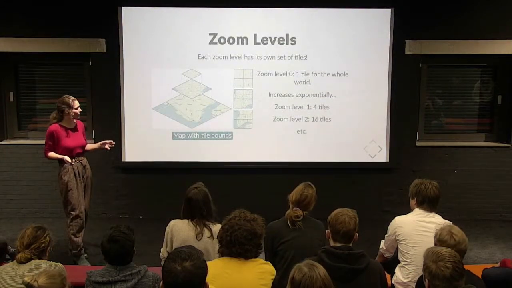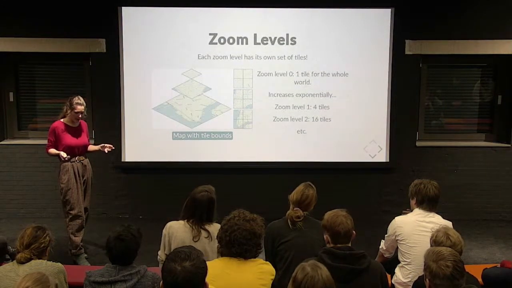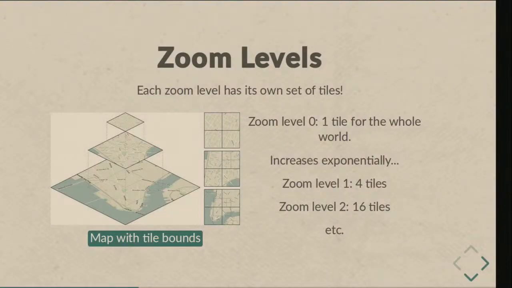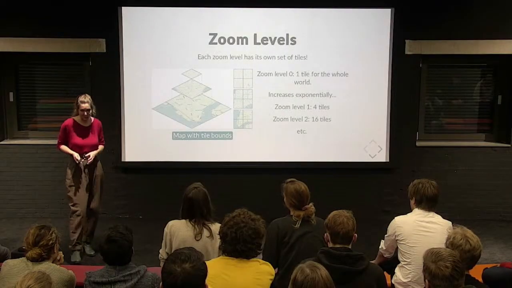So how does this work? This set of tiles actually consists of zoom levels. You start at zoom level 0, and you can zoom in all the way to zoom level 22. Every zoom level has its own set of tiles. The whole world fits in zoom level 0, in one image of 256 by 256 pixels. Then if you zoom in to zoom level 1, you have 4 tiles, and then 16 tiles, and it increases exponentially. I think around zoom level 10 for the whole world, you have more than 1 million tiles already. So that's a lot of images.